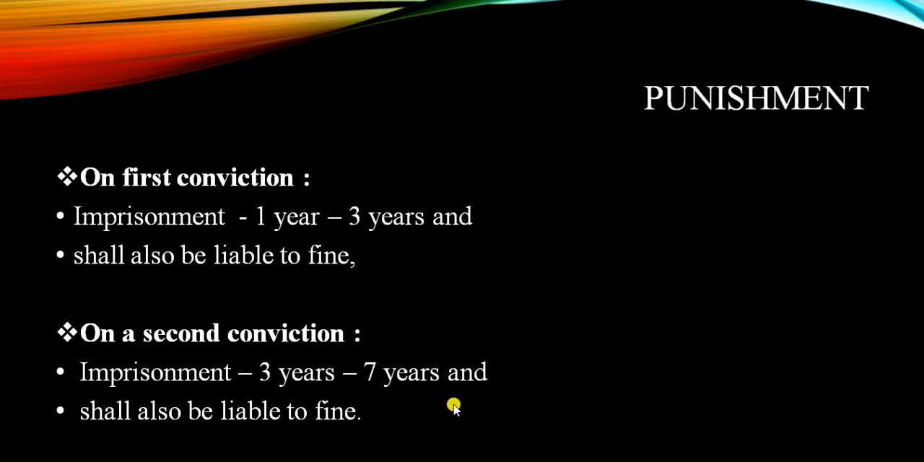Now, on first conviction, here there are two headings, first conviction and second conviction. On the first conviction, he'll get imprisonment of 1 year to 3 years. It means minimum 1 year, maximum 3 years, and shall also be liable to fine. So both punishments will be given. Coming to the second conviction, imprisonment 3 to 7 years, which means minimum 3 years and maximum 7 years, and shall also be liable to fine.